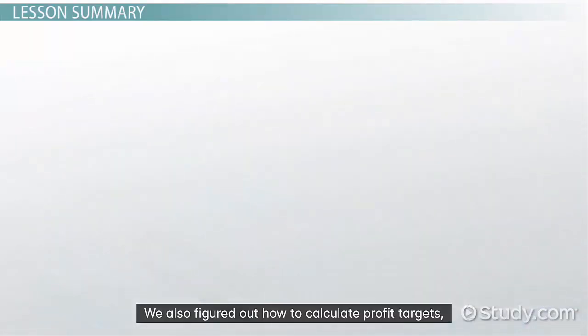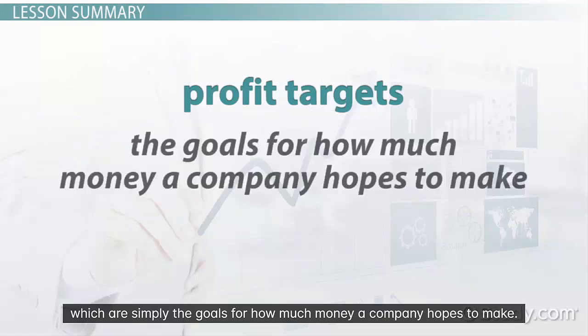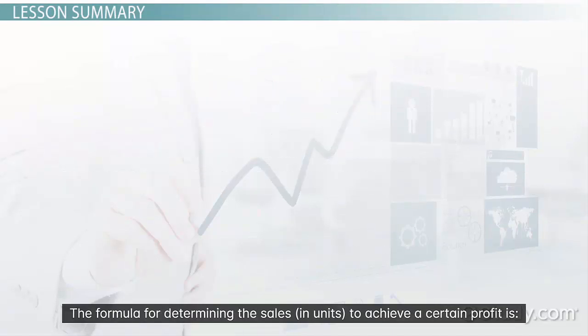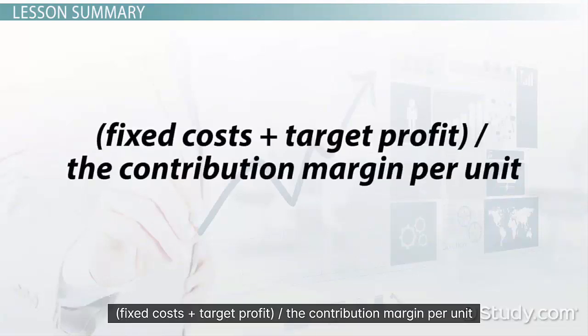We also figured out how to calculate profit targets, which are simply the goals for how much money a company hopes to make. The formula for determining the sales in units to achieve a certain profit is fixed costs plus target profit, divided by the contribution margin per unit.